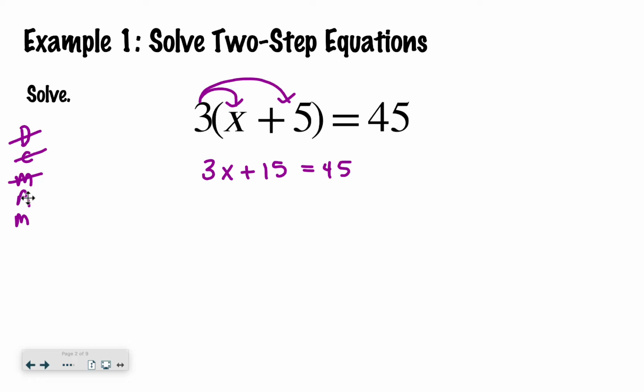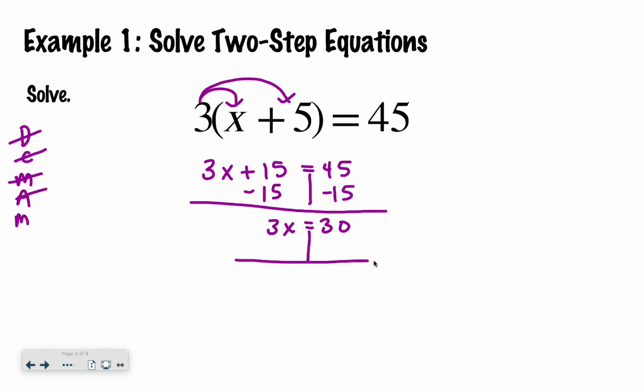Now I move on to the add and subtract. So 3x plus 15. Since I want to move things away from the x, I'm going to move that plus 15 first. The opposite of plus 15 is minus 15. So I have 3x equals 45 minus 15, which is 30. I don't have any adding or subtracting left. Now I'm going to do the multiply and divide. To get x all by itself, it is being multiplied by 3, so I divide by 3. So x equals 30 divided by 3, which is 10.